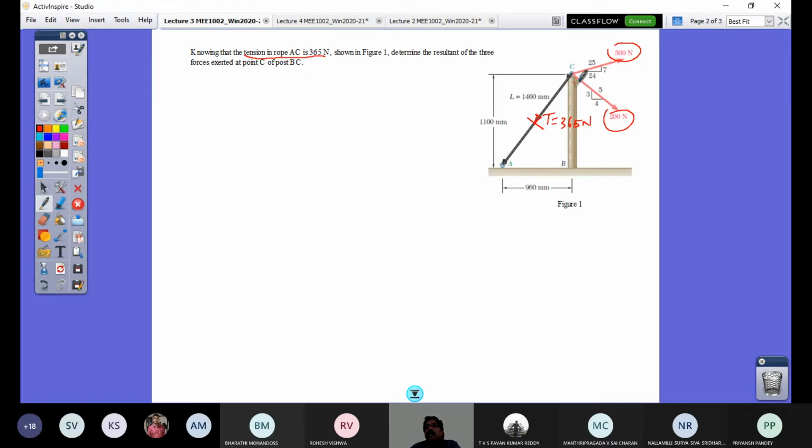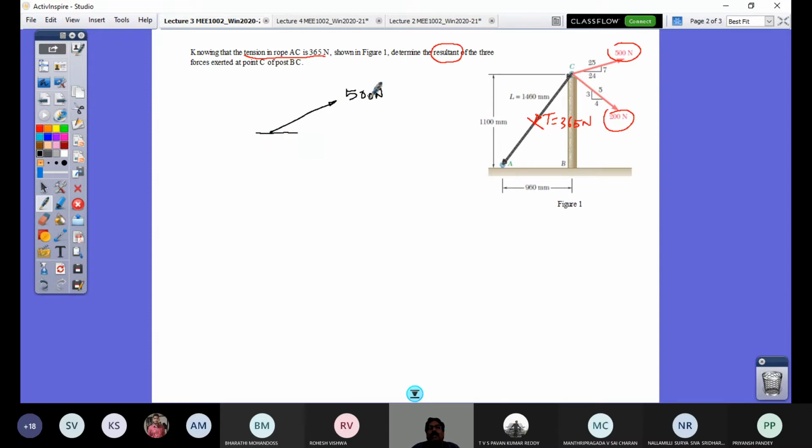So in this post BC at point C, there are now three forces. Two are already there, and one is due to this support cable tension. So these three forces, I should replace by a single force, and that is what is called the resultant, today's learning. So how do I do that? Let me just take this point C and represent the forces acting on that point. So this is the force 500 Newton.